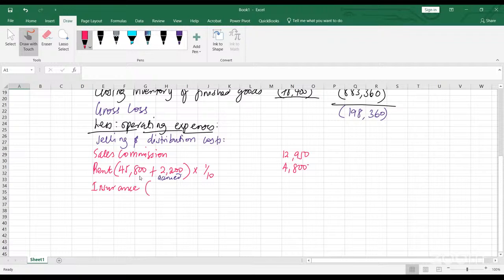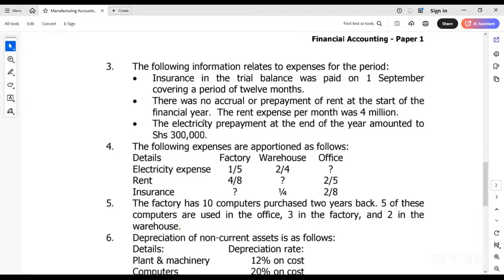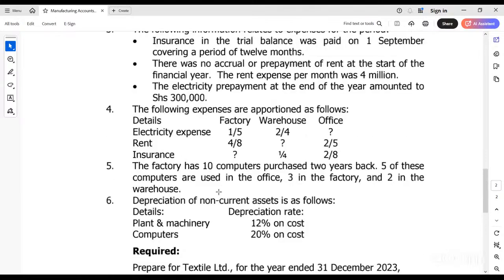How much is the insurance? Insurance in the trial balance, how much is it? 24,000. Any adjustment on the insurance? The insurance balance was paid on 1st September, covering a period of 12 months. Yet we are closing on 31st December 2023.